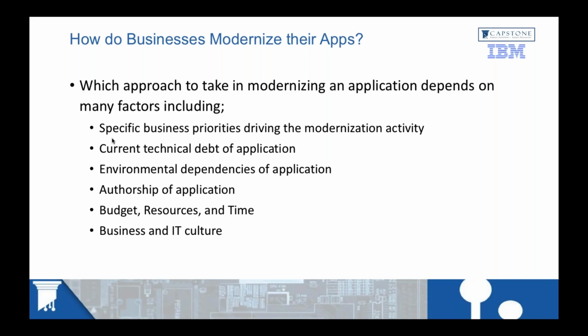And they're trying to do that as cheap as they can, and they want to do it as fast as they can. That's typically the company that comes to us. Those are the reasons why they're coming to us. But some of the things that are keeping them from doing it: existing technical debt in their applications, and some environmental dependencies of the application.